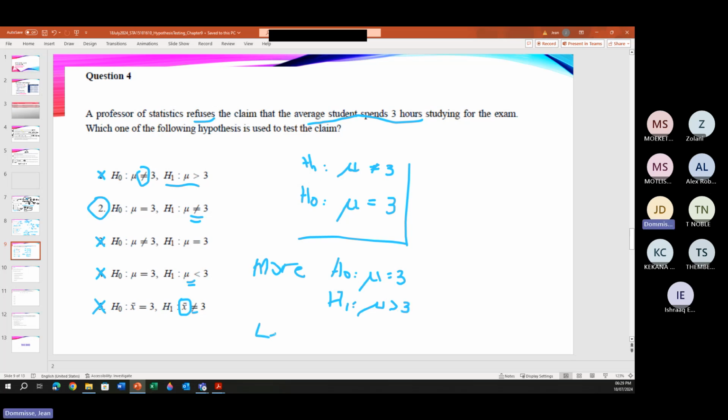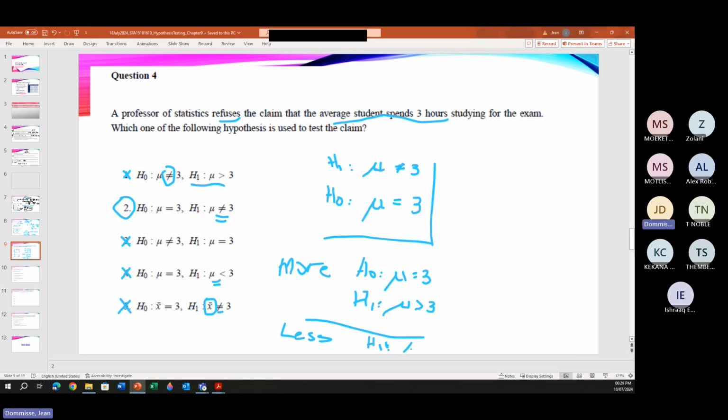If it was less, then the null hypothesis would have still been equal to, but your alternative would have been no, students are spending less than 3 hours. Okay, so that is just a bit of definition that they introduce to check if you know what the null hypothesis is versus the alternative hypothesis.